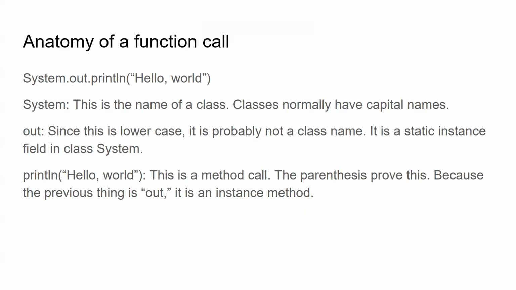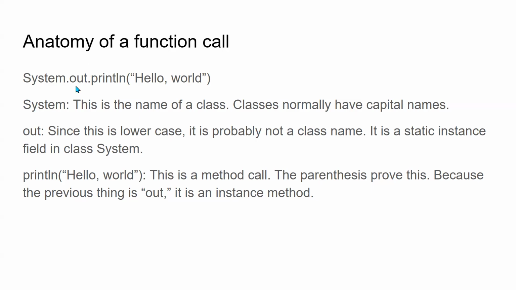There we go. Anatomy of a function call. So in general, there is this rule that classes are supposed to start with capital letters, and everything else starts with a lowercase letter. So when you see system.out.println, you're going to assume that System is a class. .out, with no parentheses, means that I have a field and not a method. If there were parentheses, it would be a method.